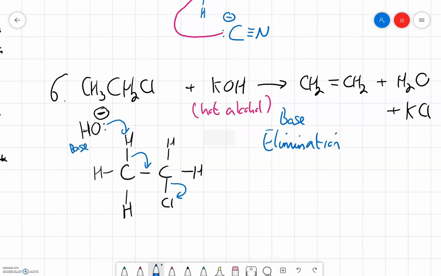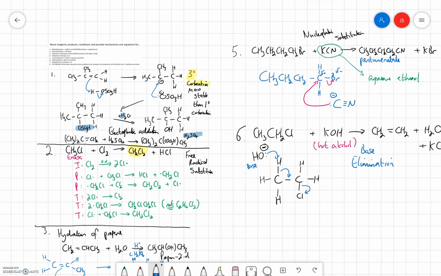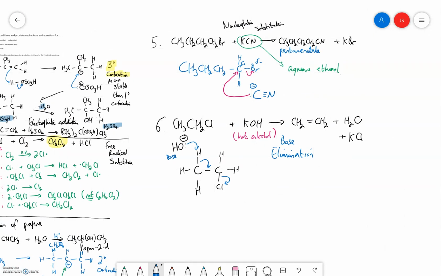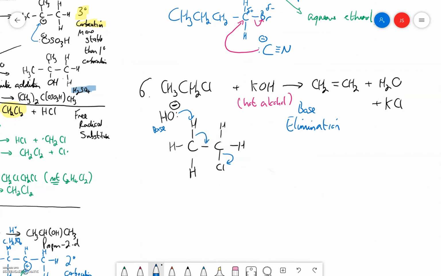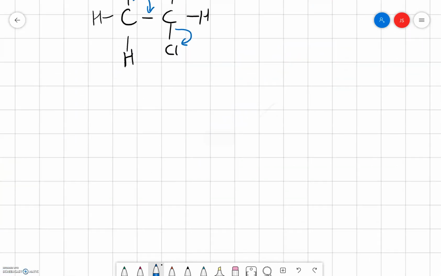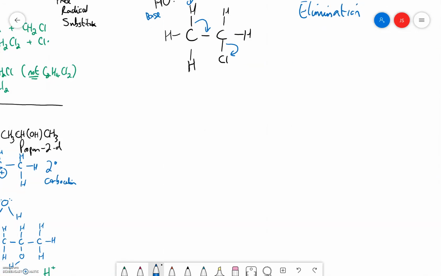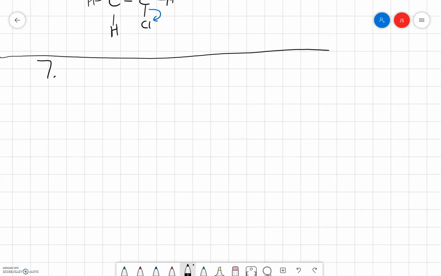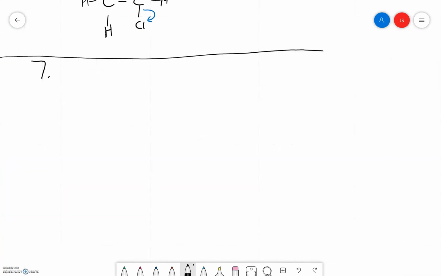Okay, right, so number 7 is the dehydration of pentan-3-ol. So, dehydration of pentan-3-ol. Okay, so pentan-3-ol. I'm going to do the mechanism first, I think.